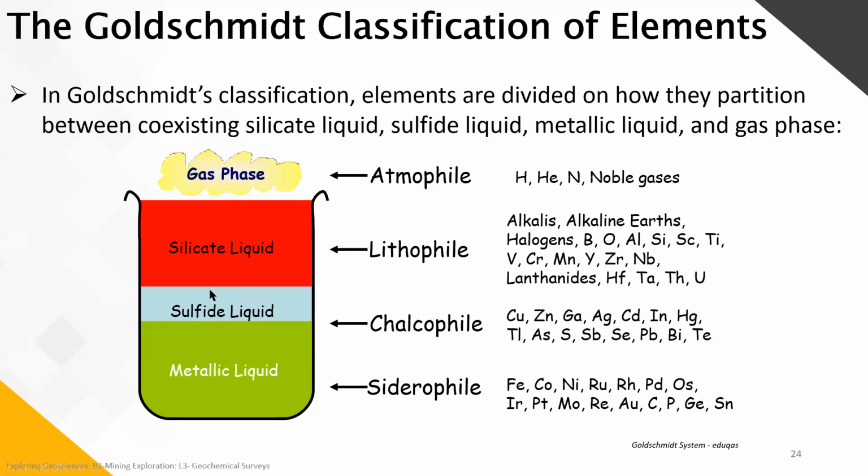Then we move on to the sulfide liquids, which are known as the chalcophile, which combine everything known within metals such as copper, zinc, galena, silver, and so on. And finally, we have the metallic liquids, which are the siderophile, which combines iron, cobalt, nickel, and so on.